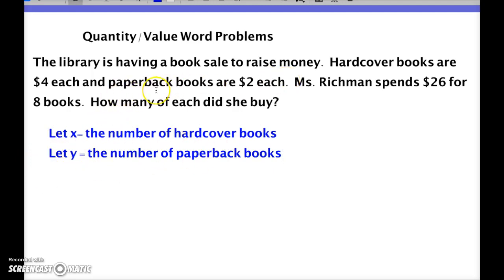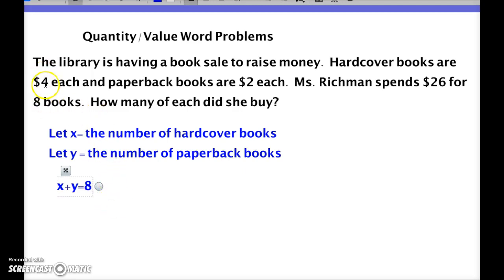So I know hardcovers are $4 each, paperbacks are $2 each, and spending $26 for 8 books. That means I buy 8 books in total. So the first equation that comes to my mind is that if I add the number of hardcover and the number of paperback books, I should get 8 for the 8 books. So that means X plus Y would equal 8.